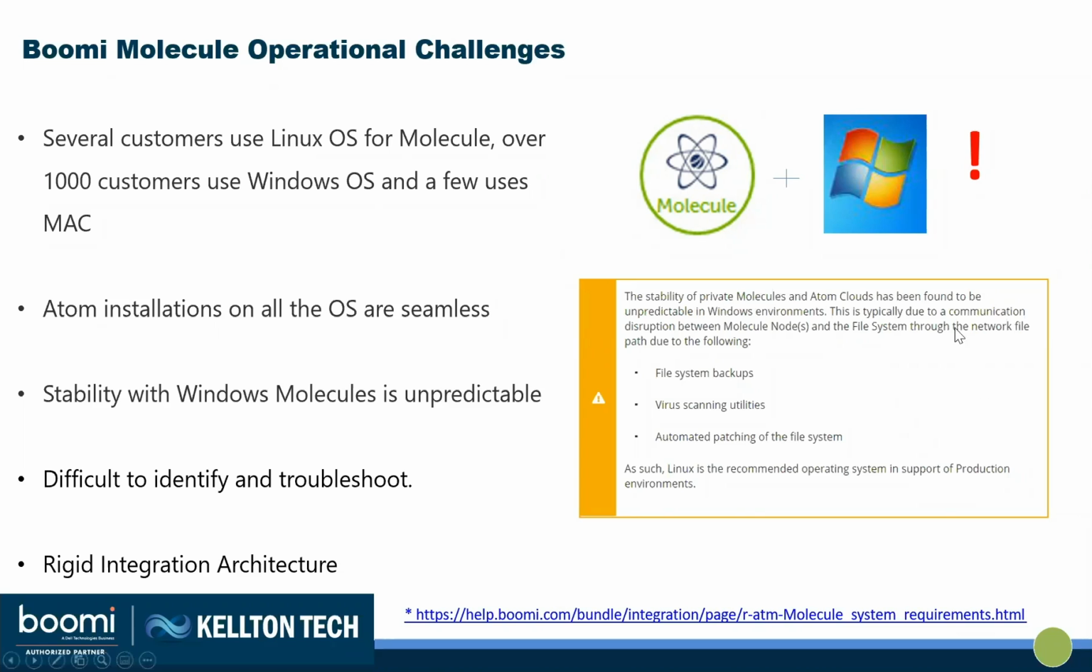And you could see the snippet from Boomi that says that it could be because of the file system backups running at that point of time when the Boomi process is getting executed, or it could be the virus scanning utilities, or it could be the automated patching of the file system, etc. That could be limiting the ability of Boomi molecule nodes to work in conjunction with the cluster shared storage, and that could give you a set of unpredictable errors which are difficult to identify and troubleshoot.